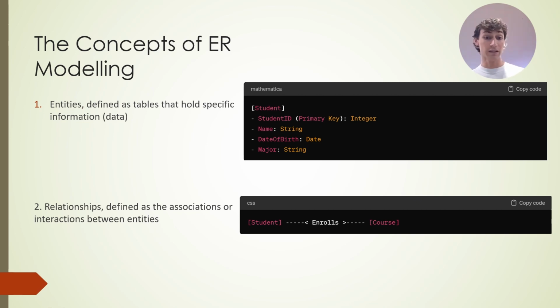And then segueing into the next step is relationships, which is the second concept of an ER model. Basically, a relationship is defined as the association or interaction between entities. And on the right, you'll see it again, and we'll go into more detail about how to draw out an entity relationship later on. But this is a dumbed down basic version of what it is. The student is enrolling into a course, which shows the relationship between the course and the student, showing how you might go about that process and how those things connect.